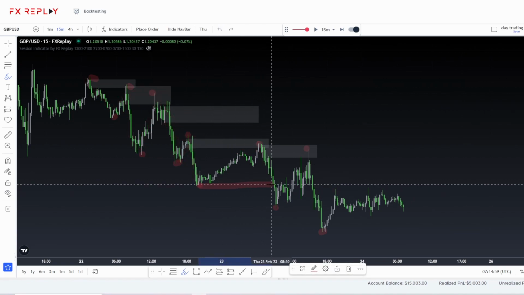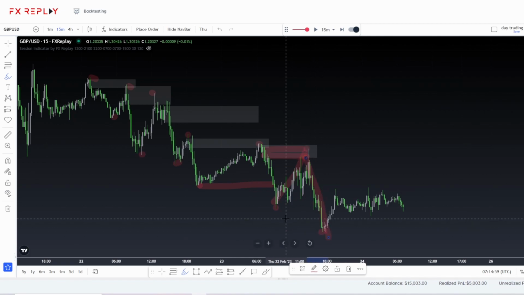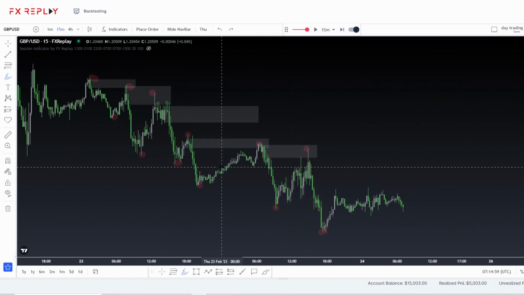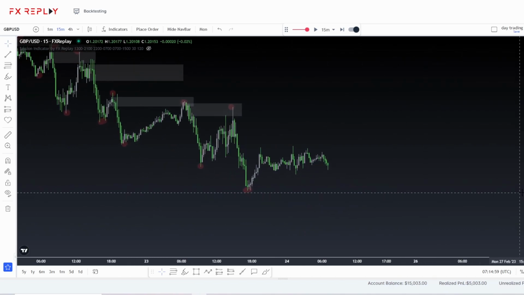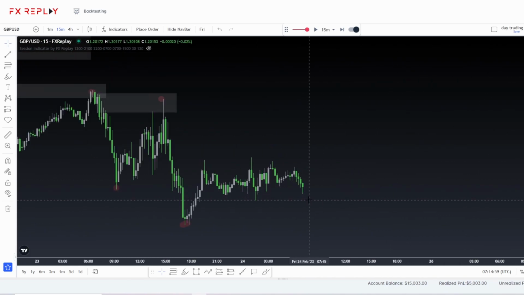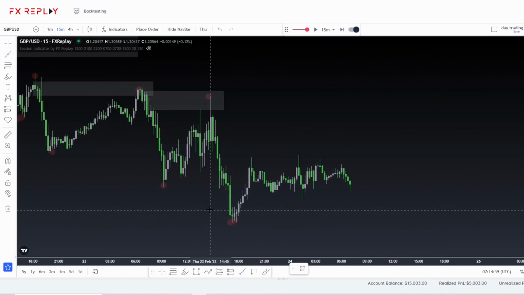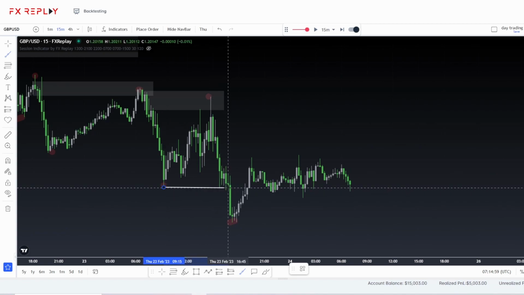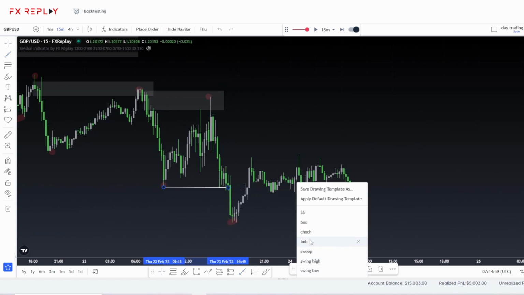Once this low got taken out, price then returned to an order block here, and then continued down, taking out this liquidity, taking out this low, and continuing the bearish order flow. So we are still bearish, and we are still looking for supply zones to sell from. So, most recent break structure is this low here, right?